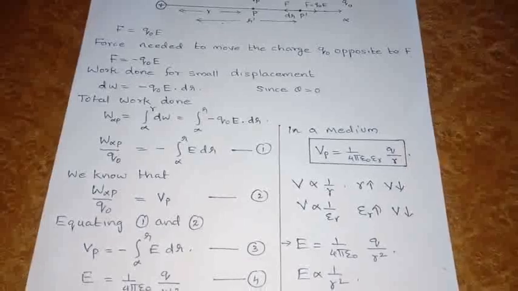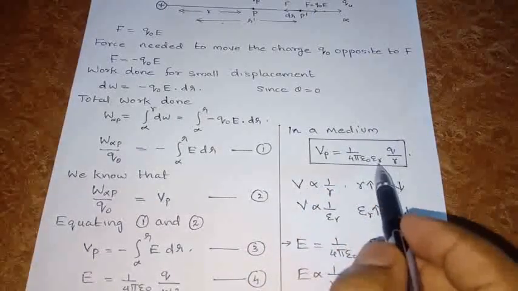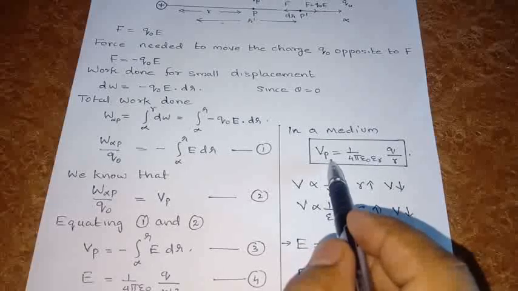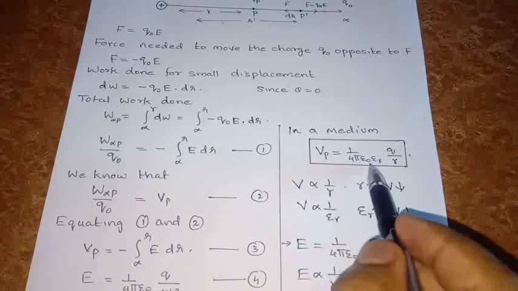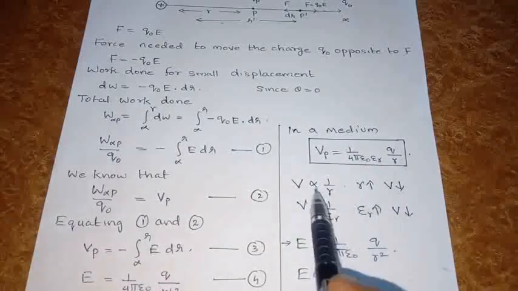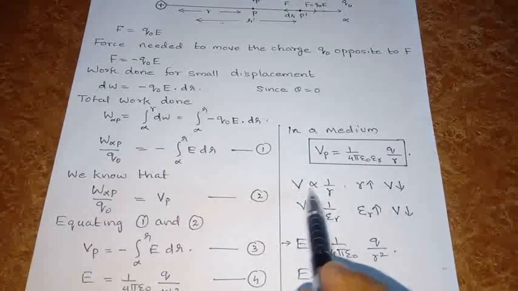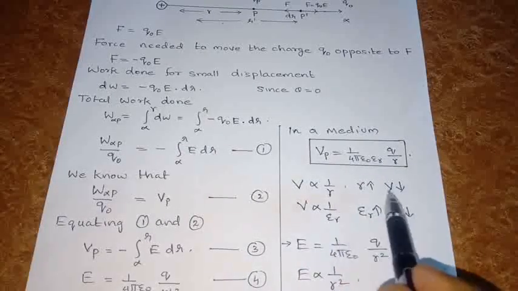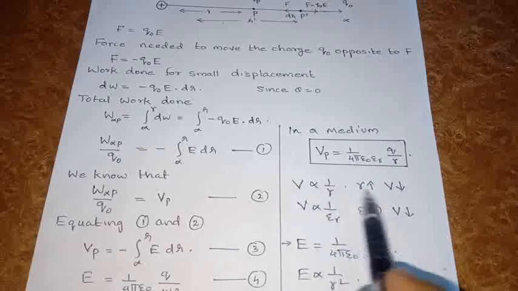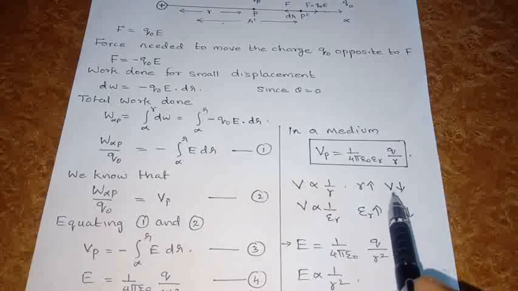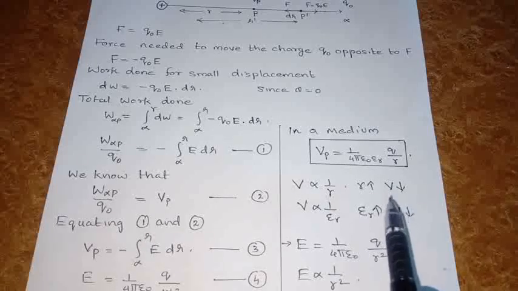Now if the charge is placed in a medium of relative permittivity epsilon r, then the potential at any point r can be written as Vp is equal to 1 by 4 pi epsilon 0 epsilon r q divided by r. Now what are the dependences of potential? Number one, V is inversely proportional to r. So that means as r increases, V decreases. Away from the source charge, potential decreases. As we go radially outwards, the electric potential decreases.